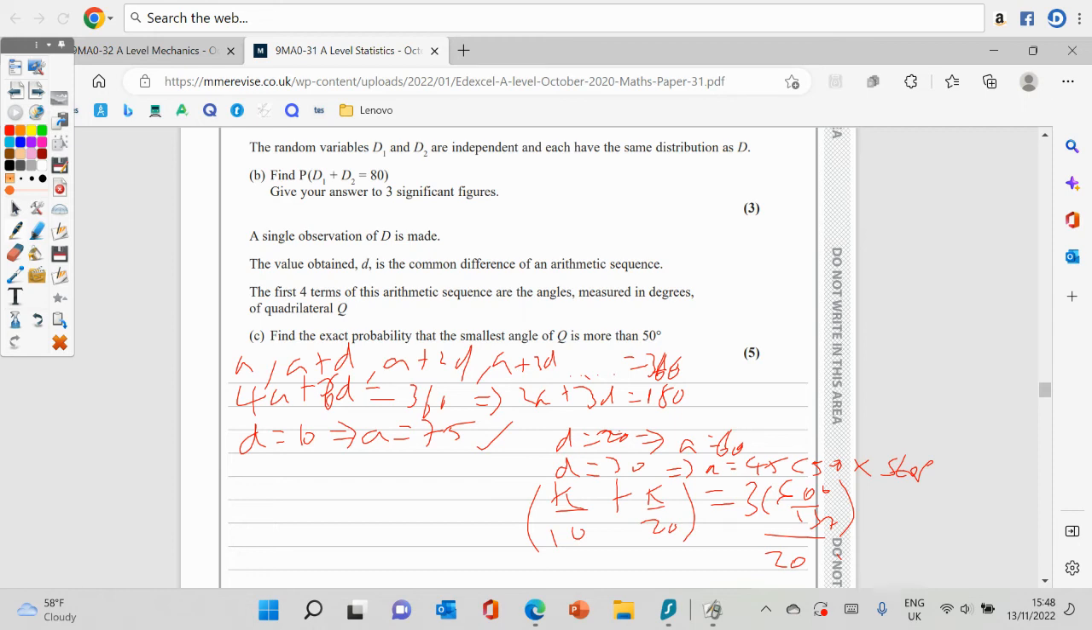Right, let's try it on the calculator, see what we get. We've got 3 lots of 600 over 137, and we're dividing that by 20, which is 90 over 137. Alright, that's the exact probability, so I'm not going to convert it to a decimal.